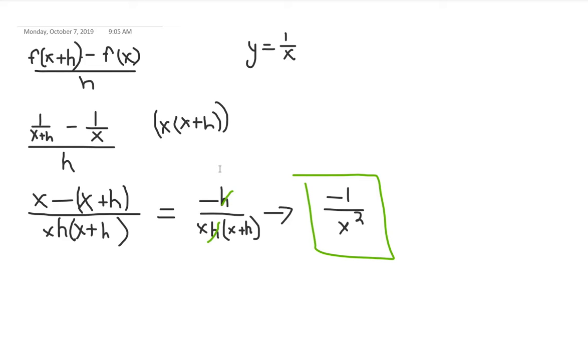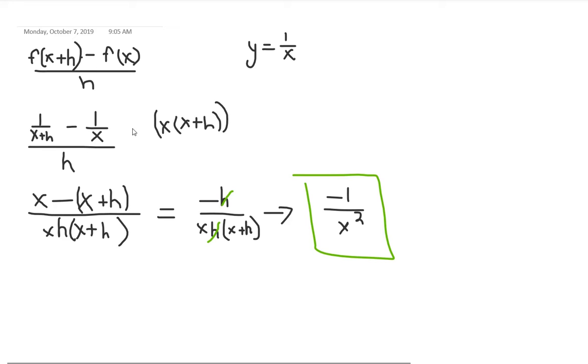At the top, you end up with x minus x plus h. At the bottom, you end up with x times h times x plus h. Or times x plus h, yeah. x times h times x plus h. And then what we do here is you try to get rid of your h at the bottom, because remember, this h is going to cancel everything out and ruin everything. So you want to try to get rid of it.